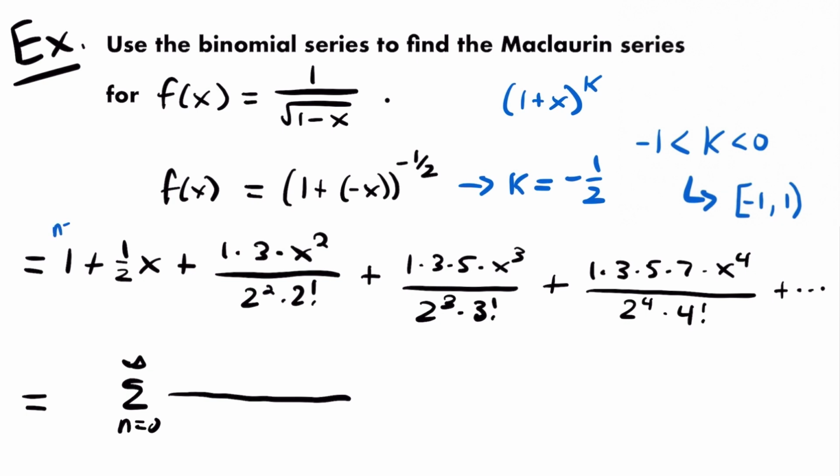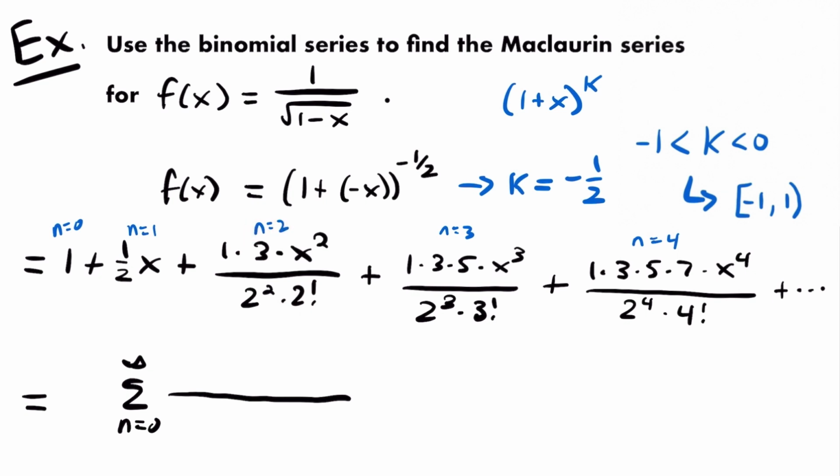This first term is when n equals 0. The next term is when n equals 1. Then we have n equals 2, n equals 3, n equals 4, and so on. All right, so notice that for each of these terms, the value of n determines the power of 2 in the denominator, and it determines the value of the factorial, right?